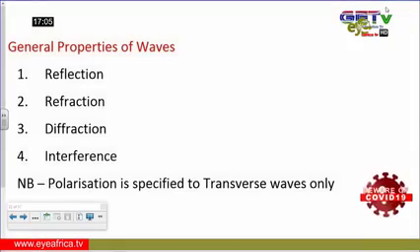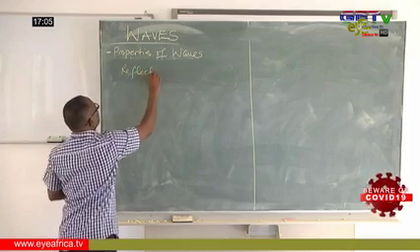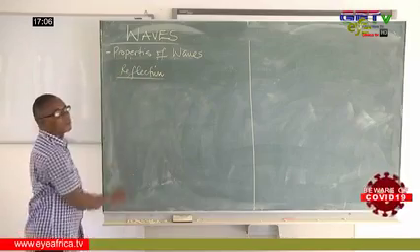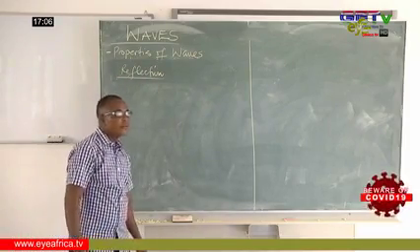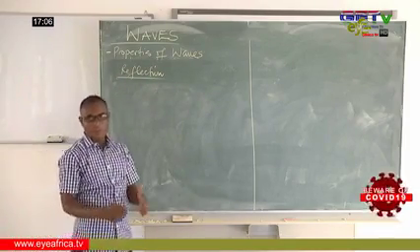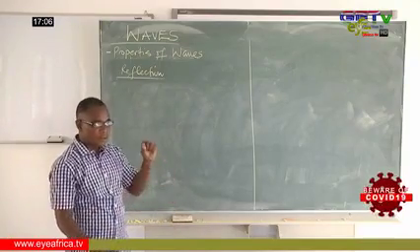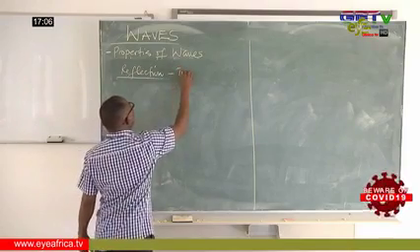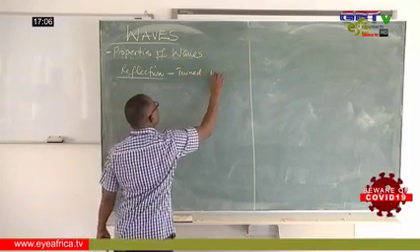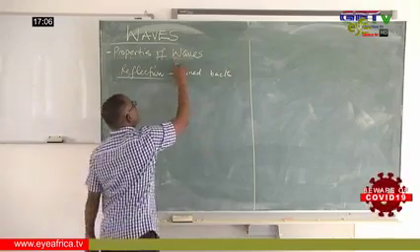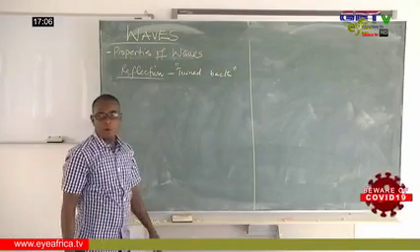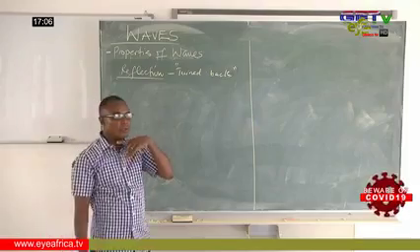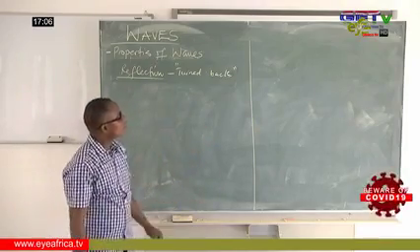General property number one is reflection. That is the ability of the wave to turn back when it is incident on a barrier. Remember that? The short code of it is turn back. To reflect is to turn back. If the wave is capable of turning back when it is incident on a barrier, then we talk about reflection.